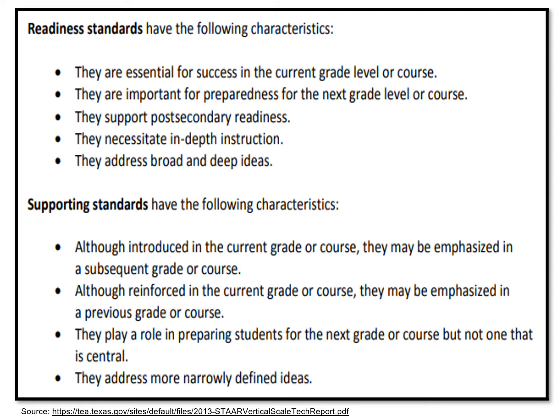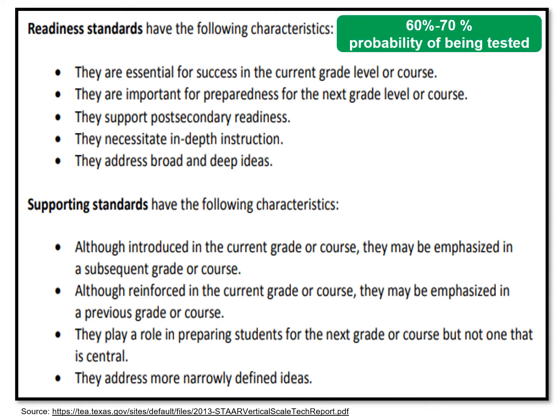So what's very important to note, ladies and gentlemen, is that readiness standards have a 60 to 70% probability of being tested. They're going to mean a lot more to you once you see the document that has them all labeled. So just keep that in mind. Keep that in mind in terms of what it means. And also know that something that is labeled a readiness has a 60 to 70% chance of being tested, while supporting standards have a 30 to 40% probability of being tested.